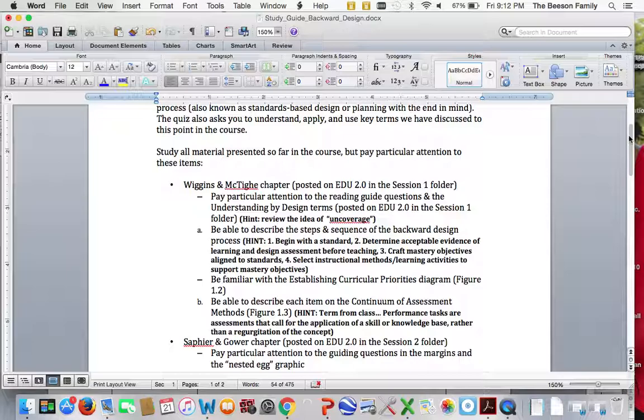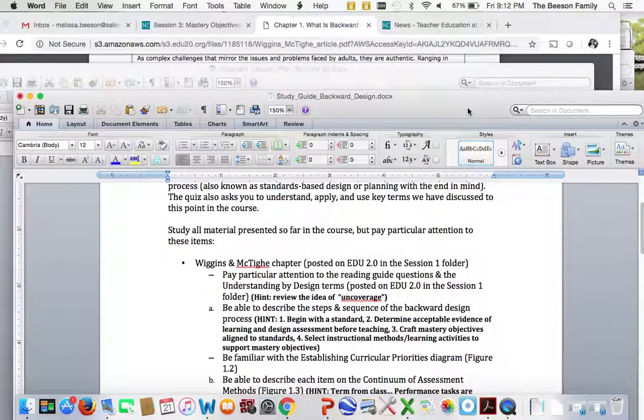There are a mixture of questions on the test. Some are multiple choice, some are short answer. Some have a little bit of an application piece where you'll think about a classroom. But all of it is going to be able to be answered by you if you spend some time reviewing this. So if we look through some of these ideas, pay attention to when I bold something. For example, I said, hint, review the idea of uncoverage. That's because there's a question about uncoverage on the test as related to the Wiggins and McTighe chapter.